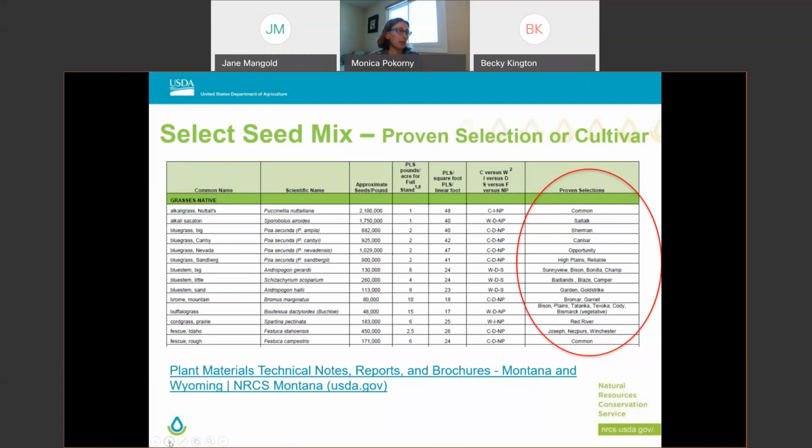And one way to get information on this is to go to our plant material tech notes. We have a tech note on the different seeding rates for species that we recommend in Montana. And you're going to see tables in there with our native grasses and introduced species that we recommend. And it's going to have a seeding rate that we recommend, but then also these proven selections. So when you buy a species, you would be buying like Opportunity Nevada Bluegrass or Sherman Big Bluegrass. You would specify which cultivar you want to use.